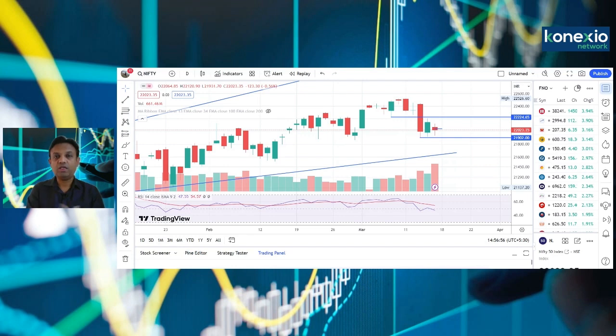If it breaks low, go short for intraday trades on the indices.